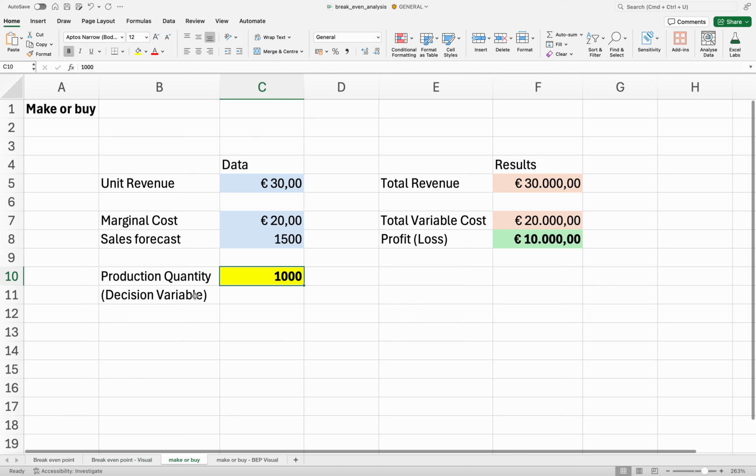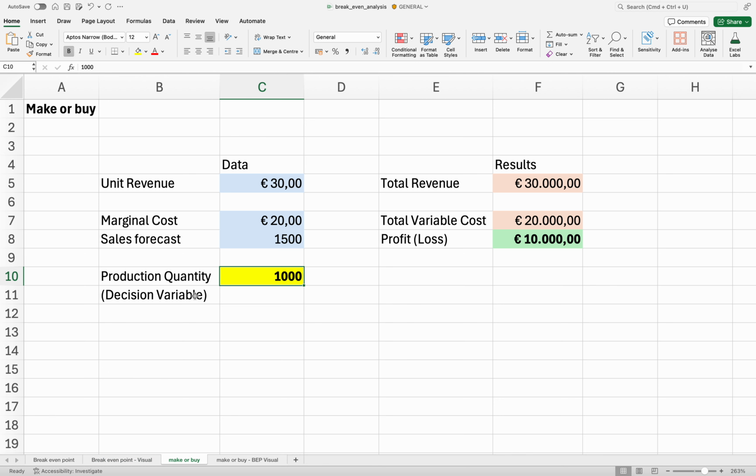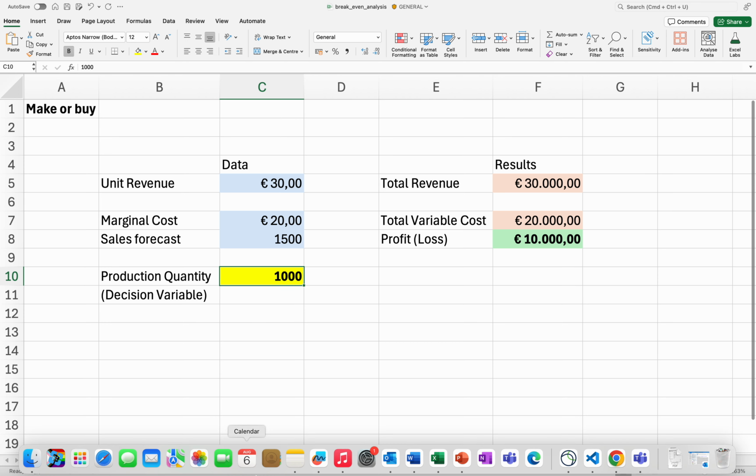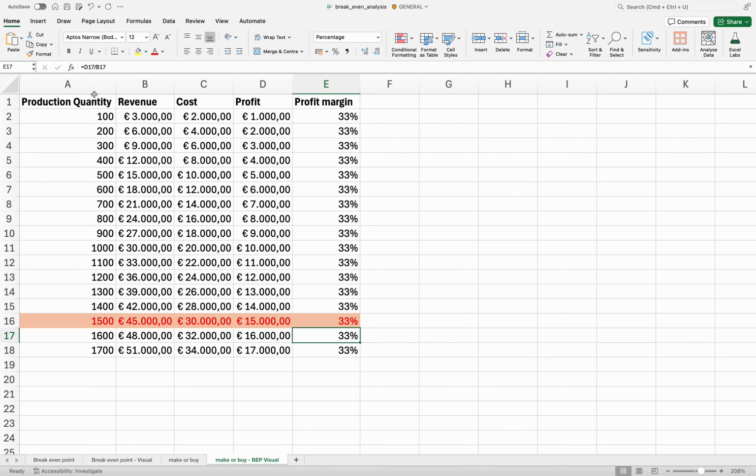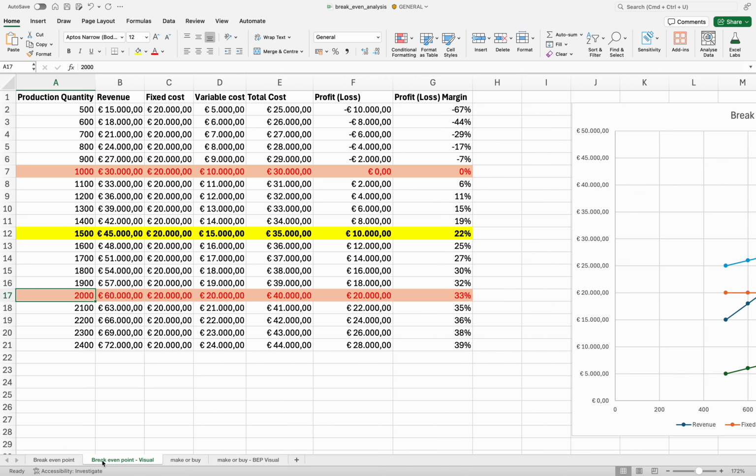Let's look at an alternative situation of buying this product. Let's assume the company finds a supplier who's willing to give this product at a cost of 20 euros, a 33% margin in all situations. I do a similar analysis by finding what would be the profit margins at this particular proposal. We see at 1500 pieces, the company would be generating a profit of 15,000 euros with a 33% margin if they go ahead and buy this product.